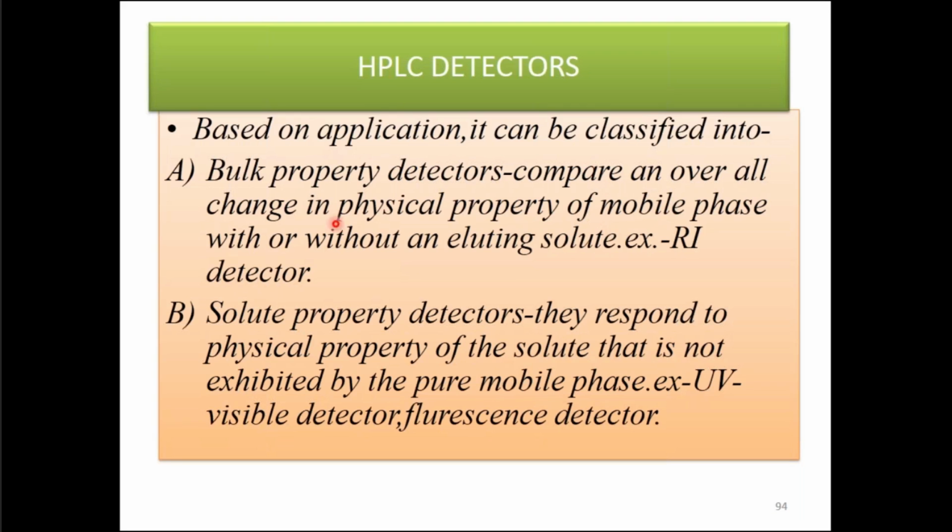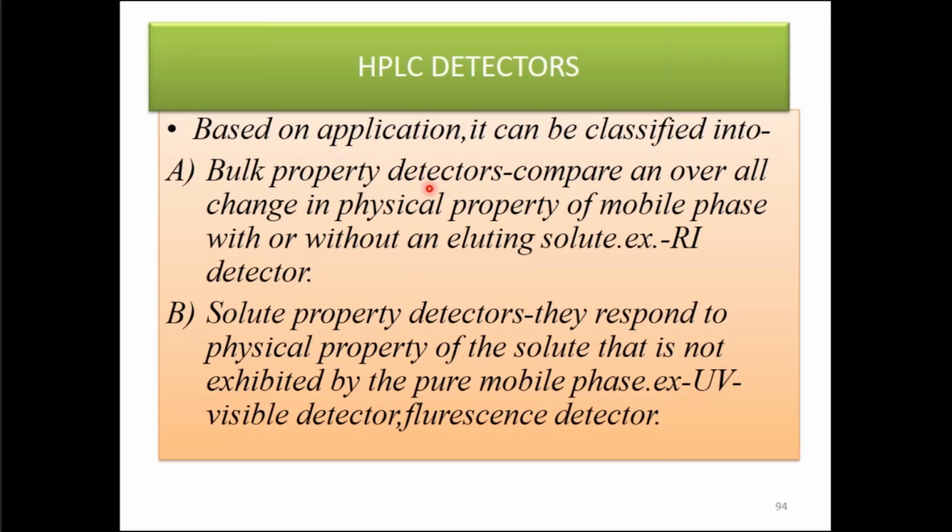What this means, I'll tell in simpler sentences. This means that a bulk property detector would be able to detect the presence of the mobile phase as well as the presence of the solute molecule that is getting eluted out. Now, when only mobile phase is traveling, then it will be giving a particular reading. And when any solute gets eluted, then based on the solute's property, it will give a different reading. So when there is a change in the reading, then you will be able to know that the solute is getting eluted out.